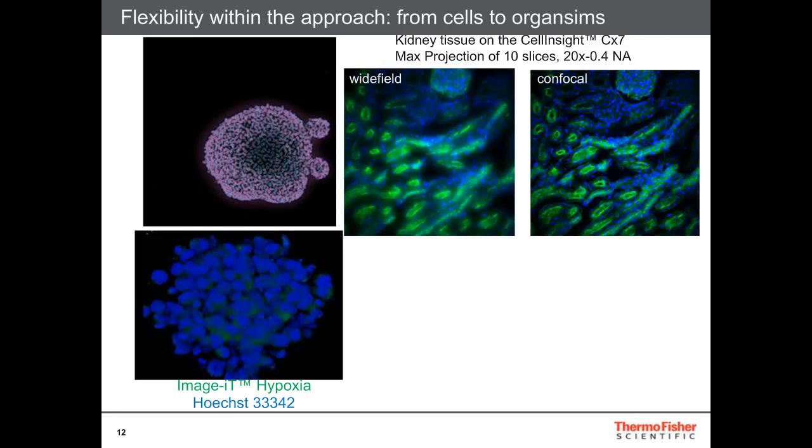We can also image tissue. Here's a kidney tissue using some Alexa Fluor 488 wheat germ agglutinin. And you can see the improvement in resolution with our CellInsight CX7 confocal versus wide field.